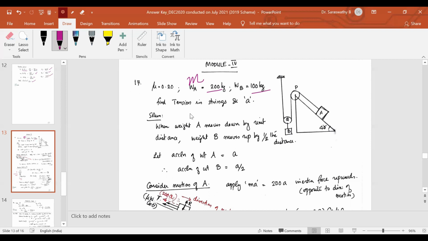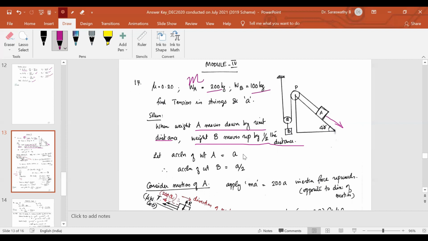When the mass A moves down by unit distance, the weight B moves up by half the distance. Suppose this is subjected to a movement of 1 millimeter or 1 centimeter along this direction, this rope gets stretched or moved by 1 millimeter, so the two sides of the rope have to adjust for that. So the total movement for this block will be only half of this. Since there are two ropes attached to it, the amount by which it gets lifted up will be only half of A.